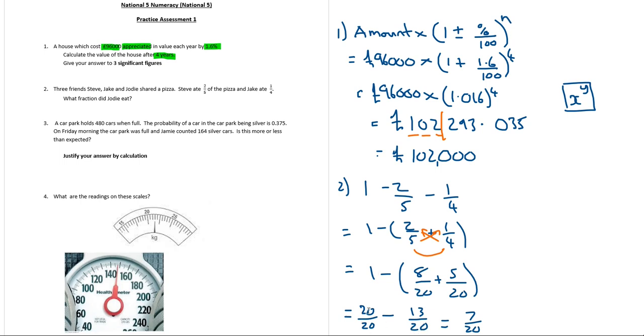So 1 becomes 20 over 20. Next. A car park holds, so that's the next one. So that's us done percentage and fractions. The next one is looking at probability.